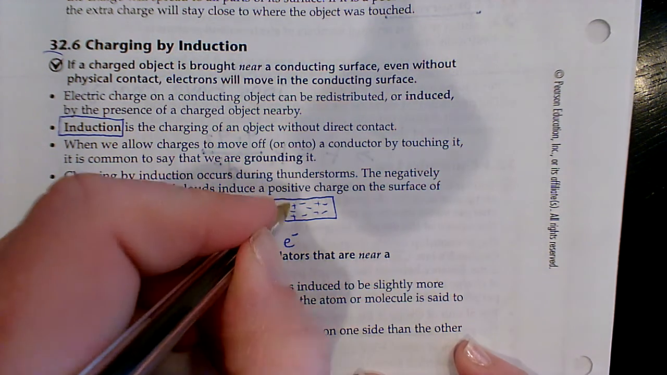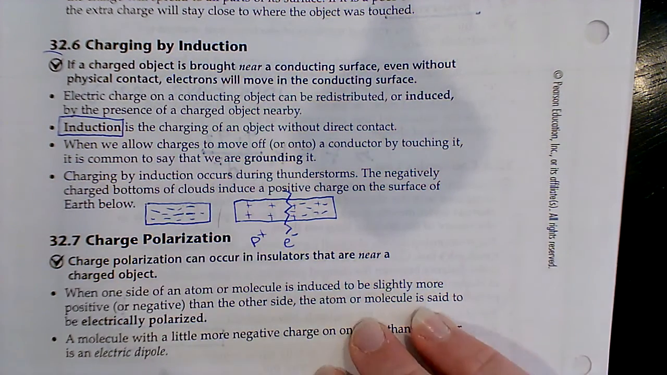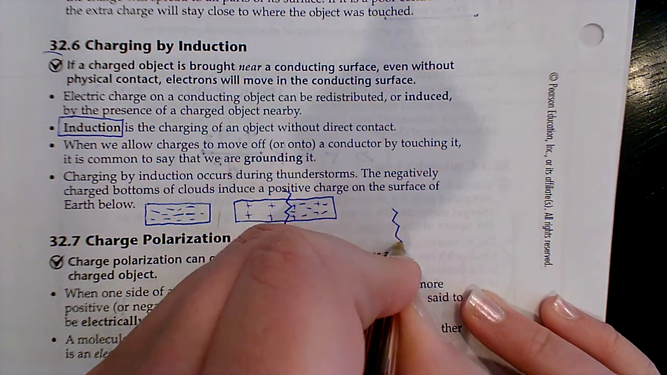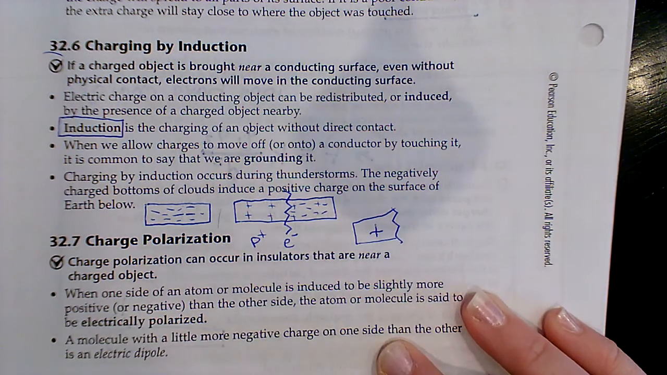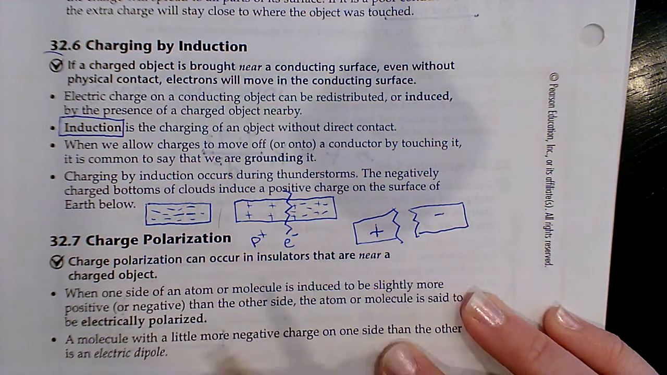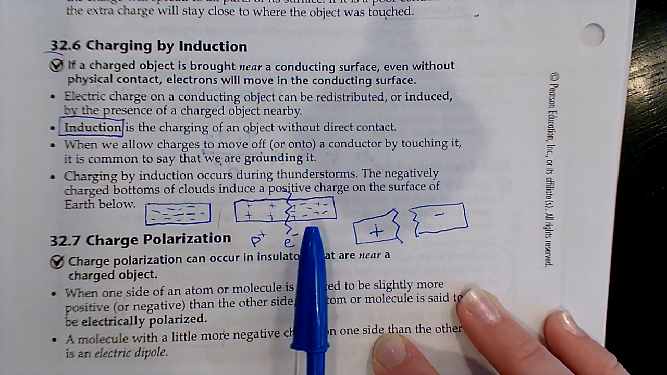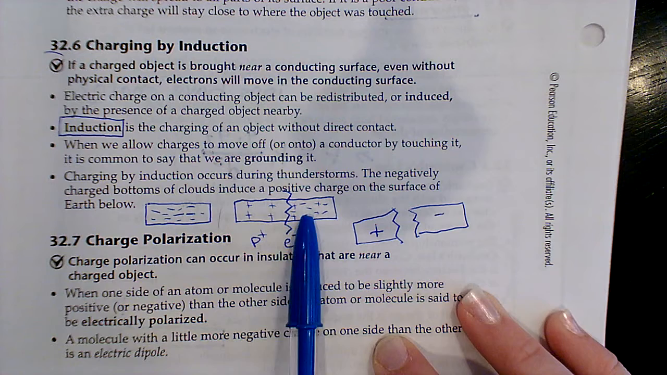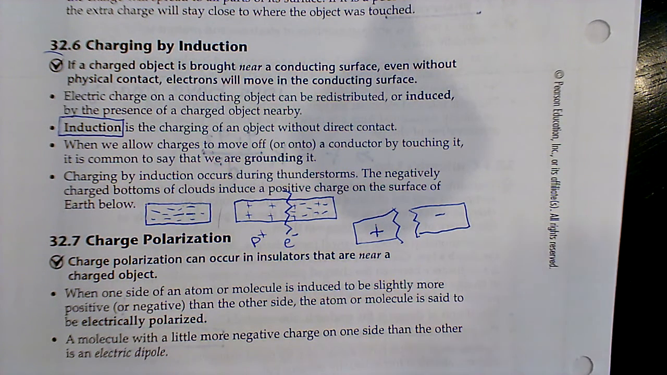But now imagine if I broke this bar right now. If I broke that, my two halves would be this one side positive, and this side negative. They never even touched this bar, but just from being close to it, charges were induced. So that's the charge by induction.